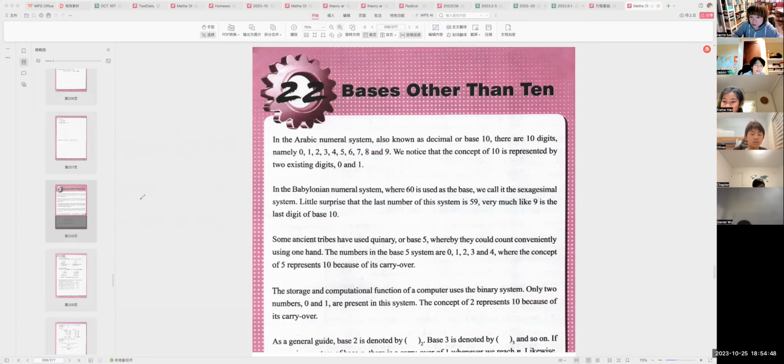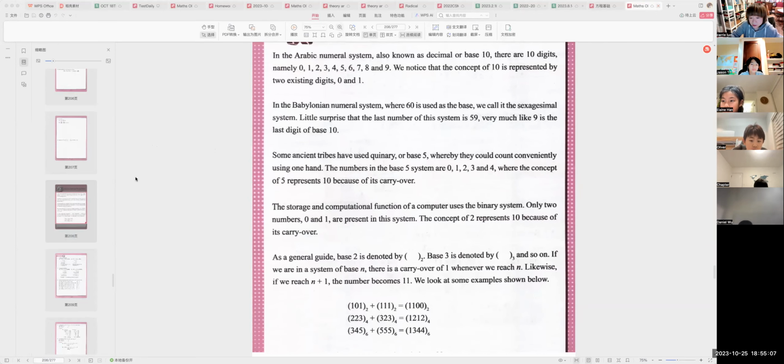Okay, so what's next? Only two numbers, 0 and 1, are represented in the system. The concept of 2 is represented by 10 because of the carry over. That means you have 1 and 0, because that's a bit, binary. It's a base of 2 that only has 0 and 1. There are only 2 digits existing.